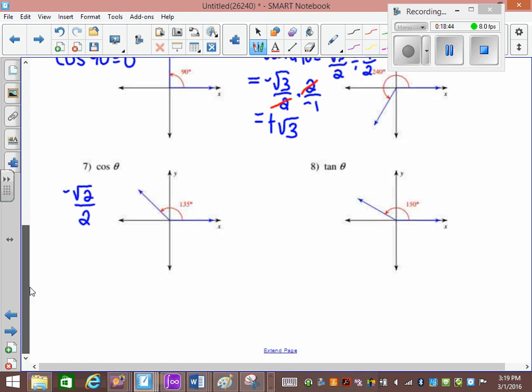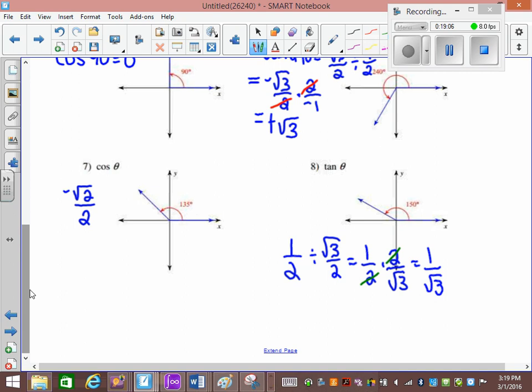And then tan at 150, this is a little bit of a trickier one, is a half divided by root 3 over 2, which is actually a half times 2 over root 3. My 2's cancel, and I'm left with 1 over root 3. But remember I told you you can't have a radical in the denominator, so you actually have to rationalize it. You have to times it by root 3, which is root 3 over 3.